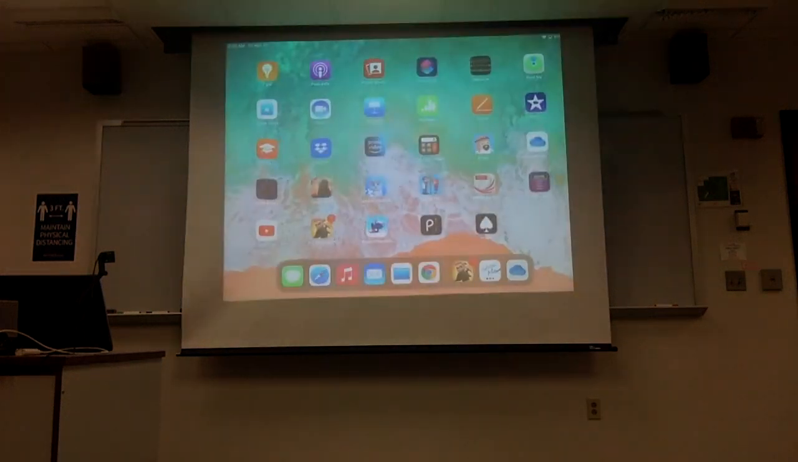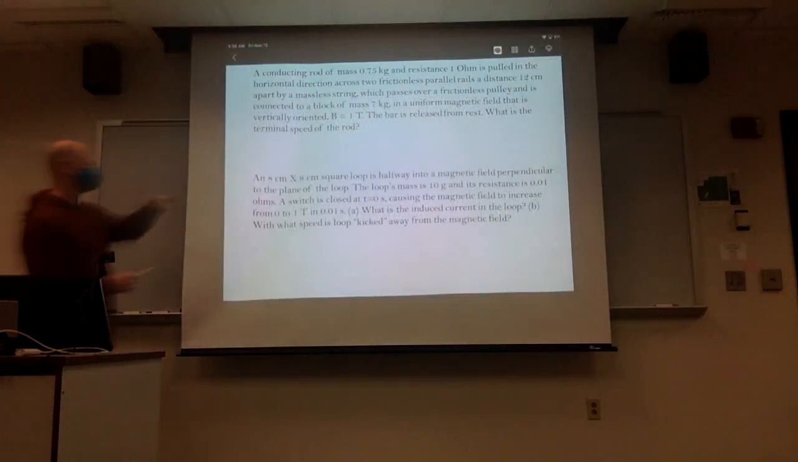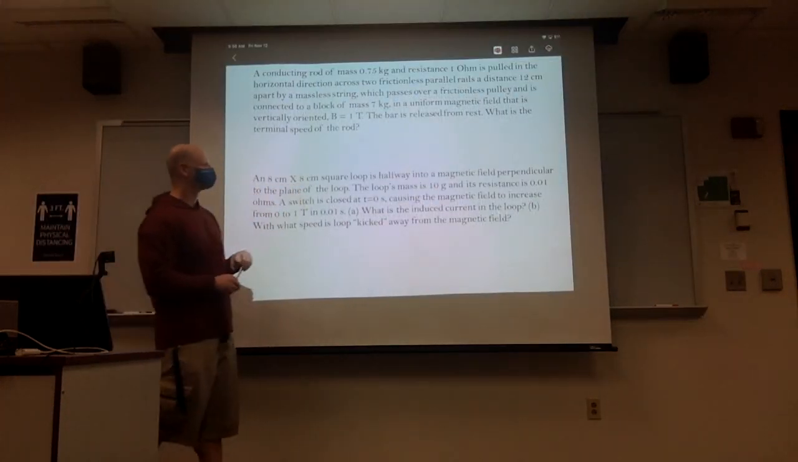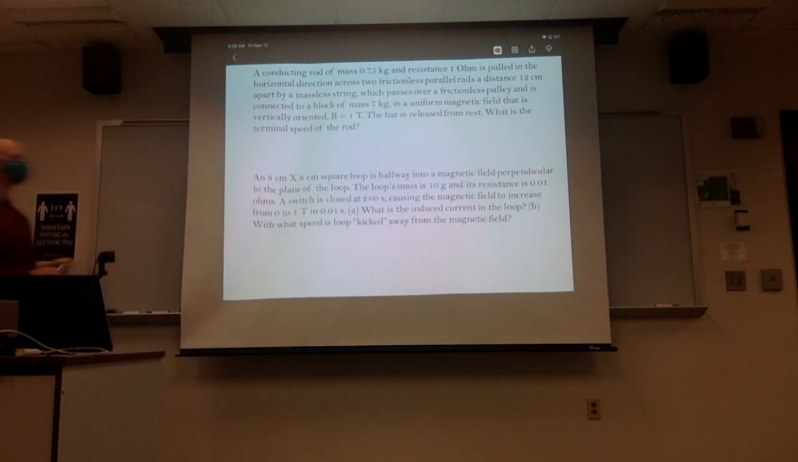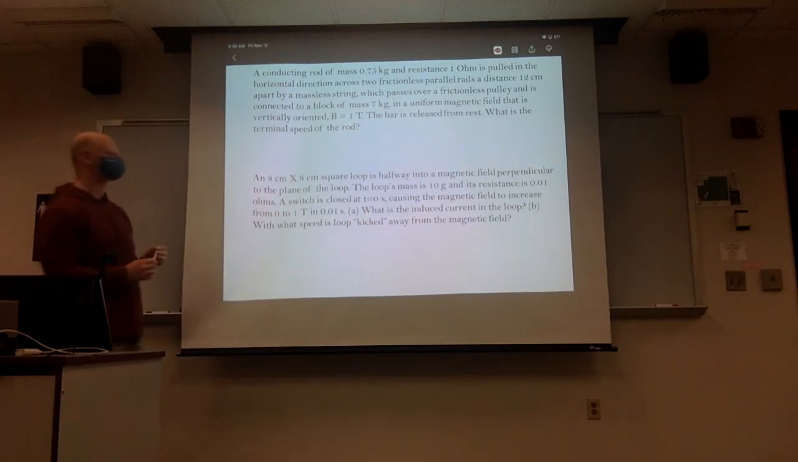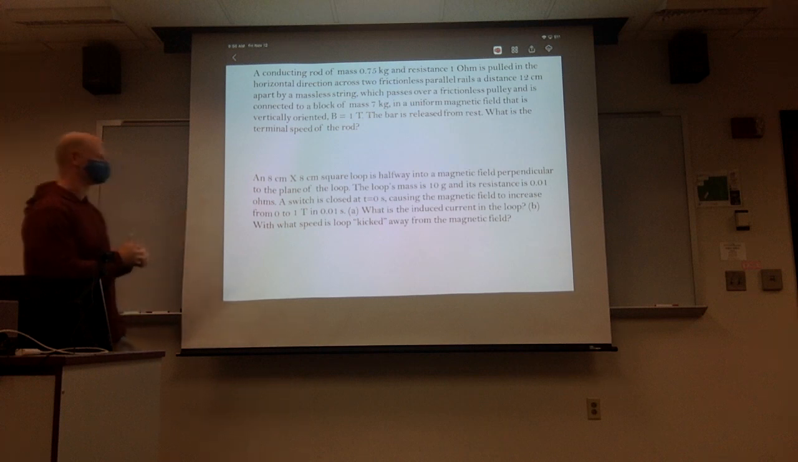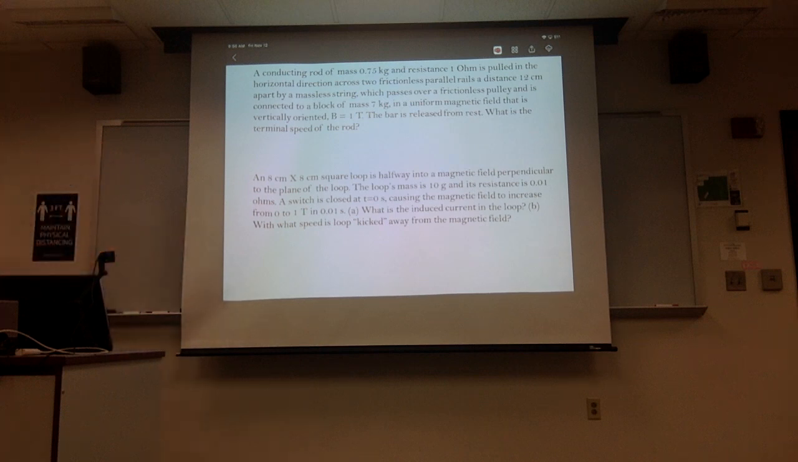Let's look at the second one. So the second one says we have an 8x8 square loop. It's halfway into a magnetic field perpendicular to the plane of the loop. It says the loop's mass is 10 grams and has a resistance of 0.01 ohms. A switch is closed at t equals 0, causing the magnetic field to increase from 0 up to 1 Tesla in a time frame of 0.01 seconds. So from this, you want to find out what is the induced current inside of the loop.